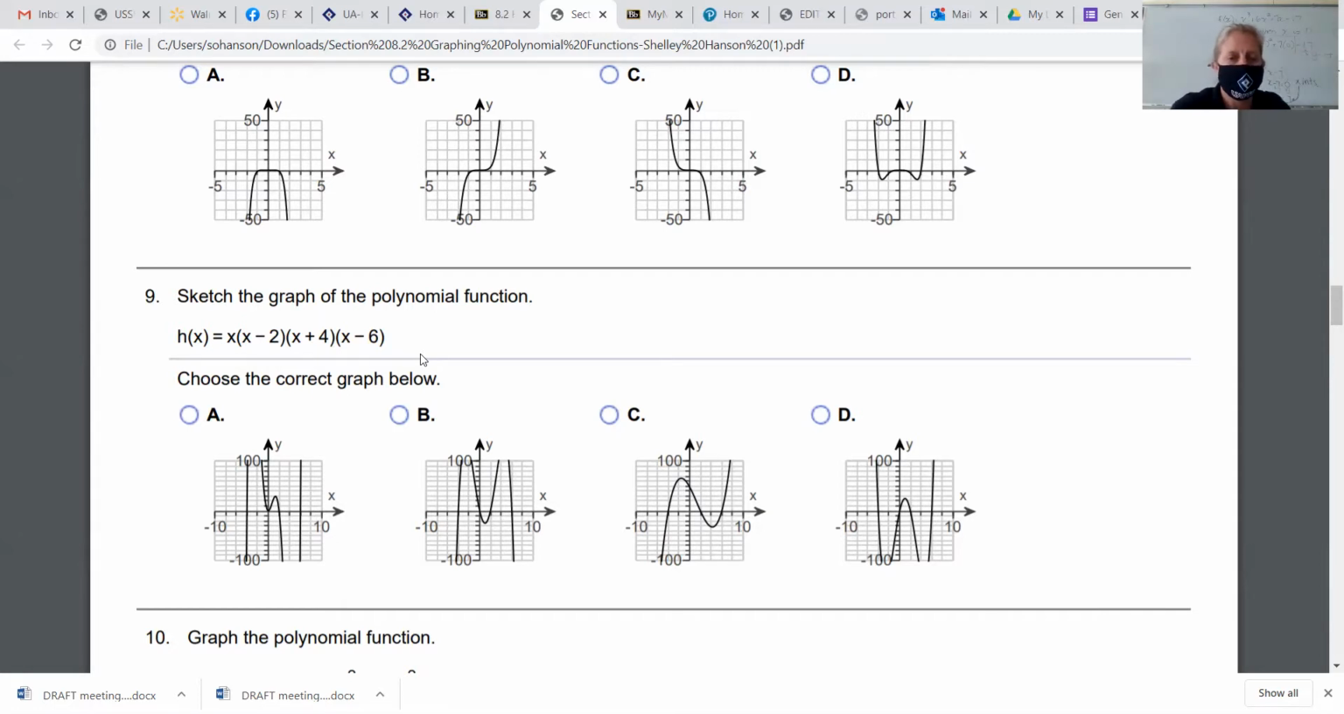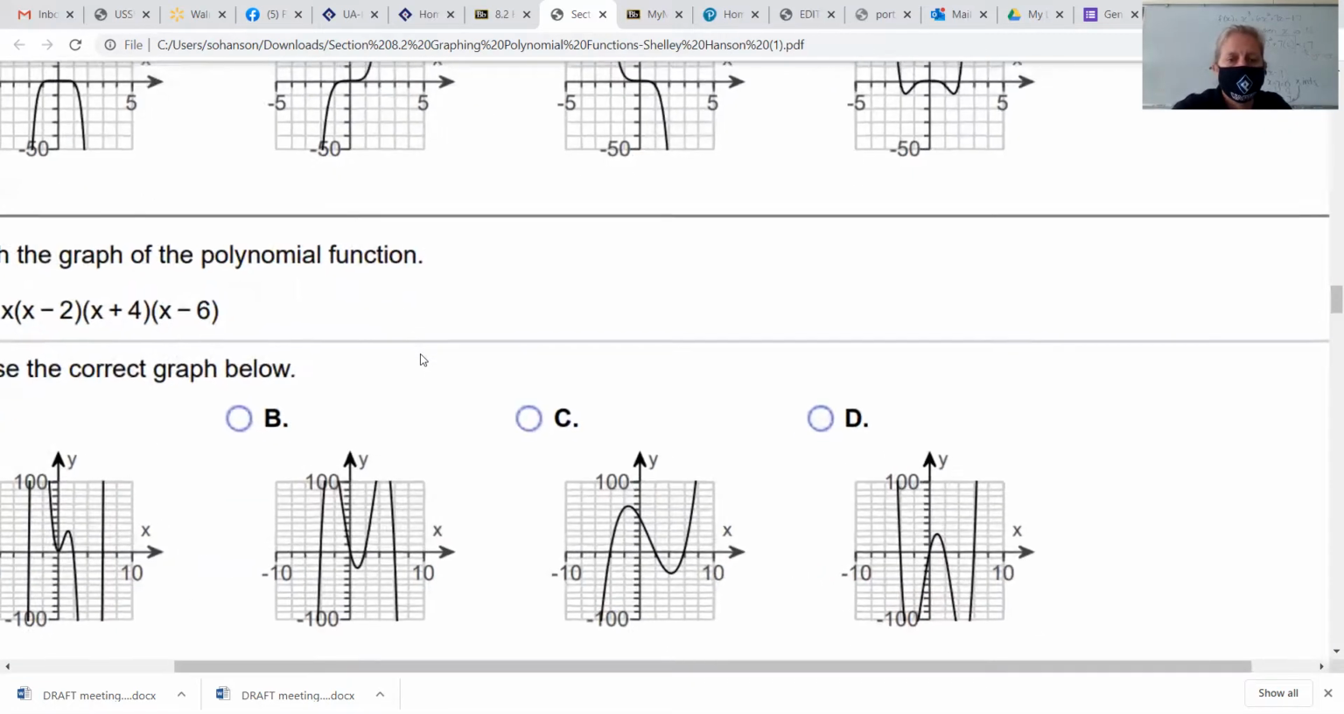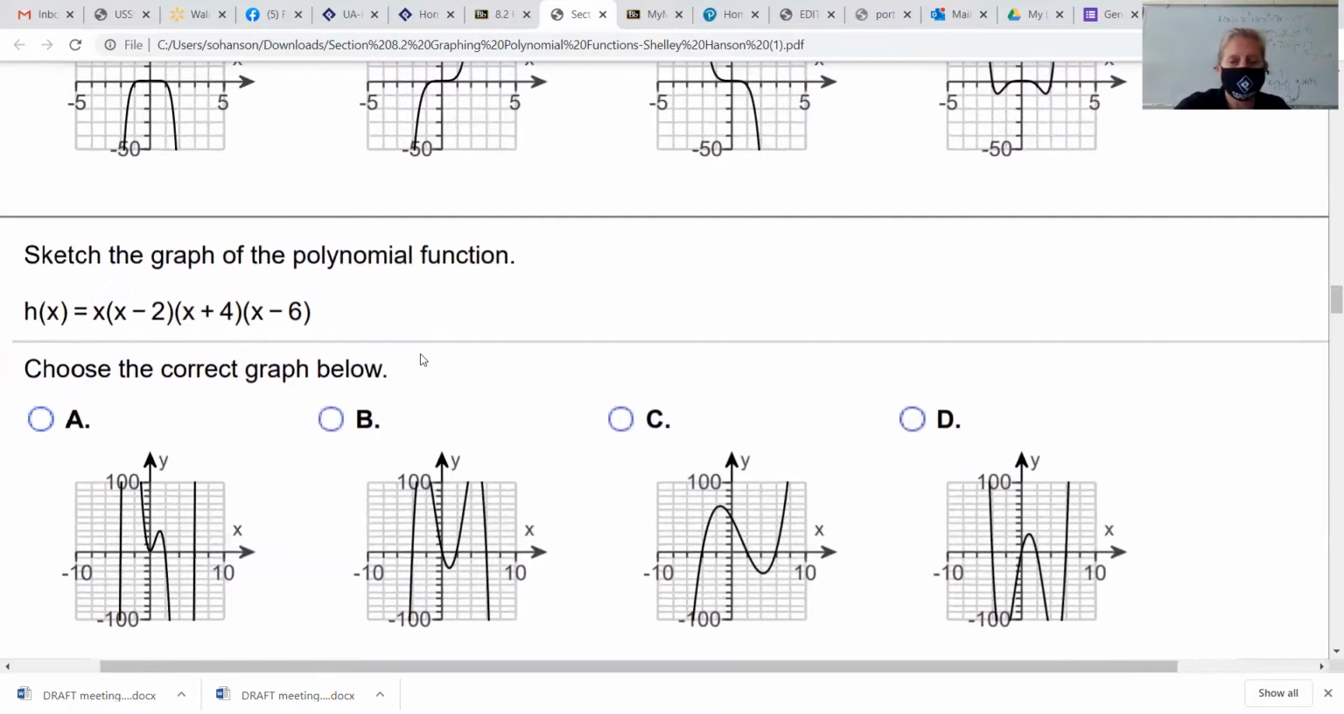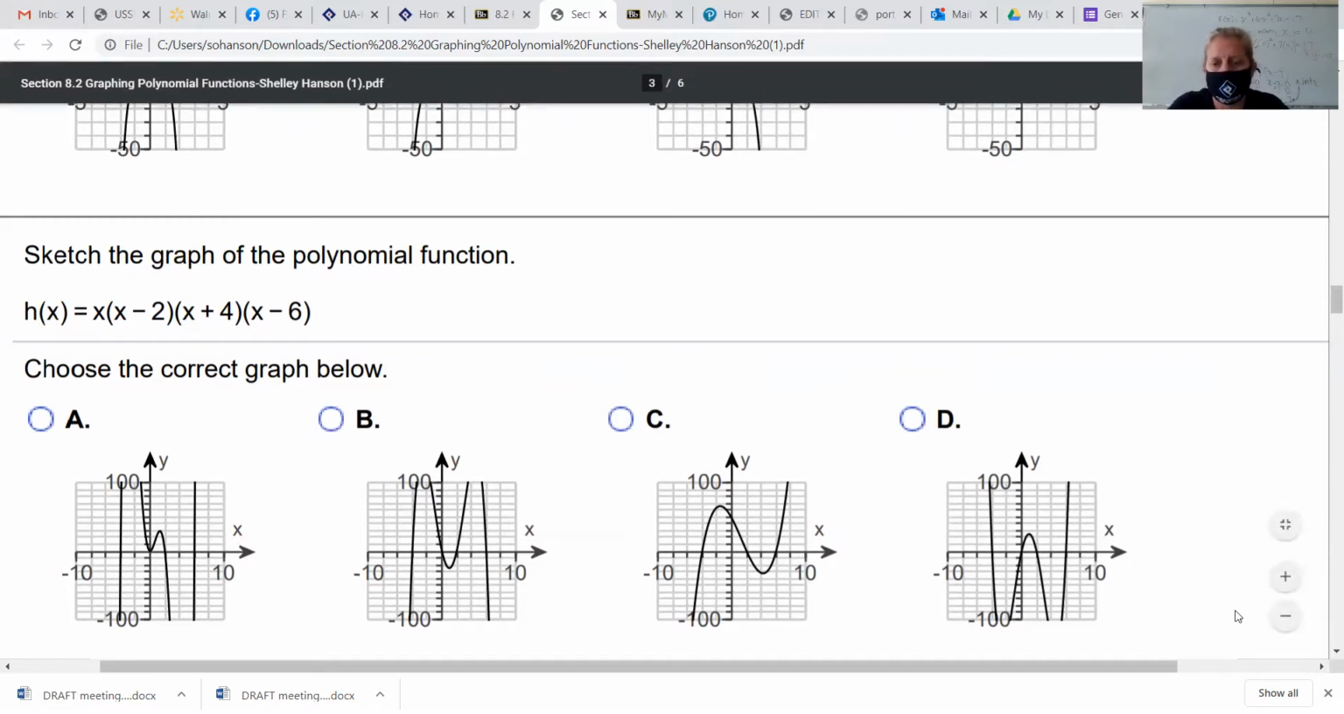Well, let's look at D. Does it cross or touch the x-axis in those spots, which would be 0 for that first x? So let's see, down on D, does it cross the x-axis at 0? My cursor is on the 0 right now, so I do see it crosses the x-axis there. X minus 2 would give me an x-intercept of +2.